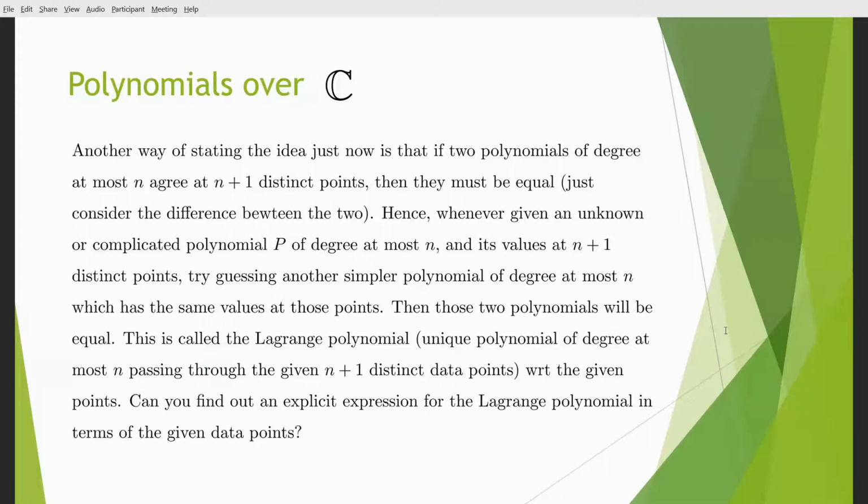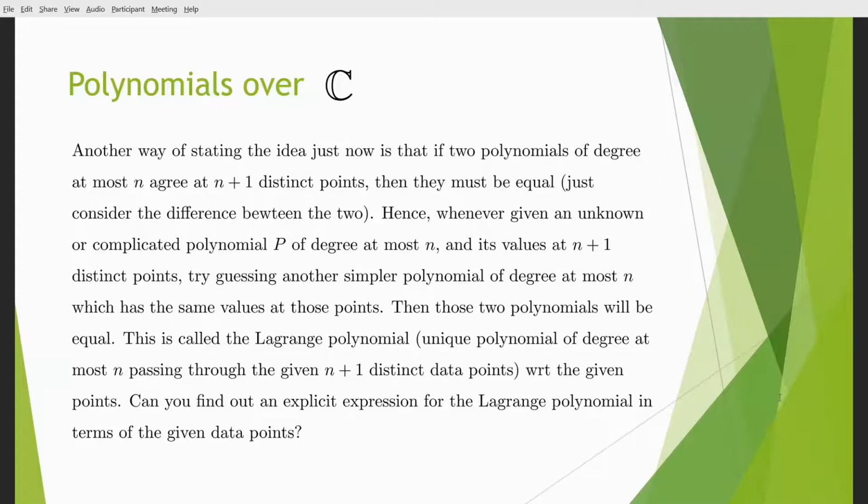What Sahil has said is that you have x minus alpha 2 times x minus alpha 3 and so on up to x minus alpha n, and then you divide the whole thing by alpha 1 minus alpha 2 into alpha 1 minus alpha 3 and so on up to alpha 1 minus alpha n, and then you multiply by beta 1. So this polynomial gives you beta 1 at alpha 1, and 0 at all other alphas. Now, in order to get the answer for the general case, you need to sum it over all possible other alphas.